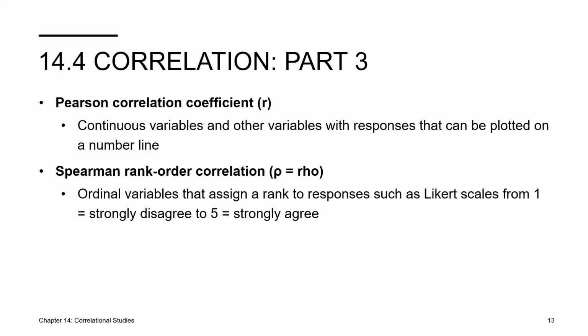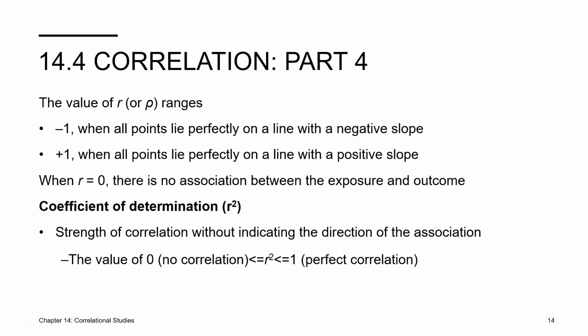The Spearman rank order correlation is used for ordinal variables, and these are variables that could be assigned a rank, for things like a Likert scale from 1 to 5, from strongly disagree to strongly agree. The value of a correlation, either the Pearson or the rho, are the same.